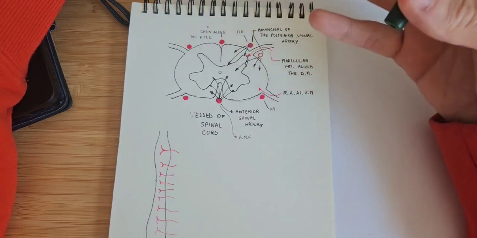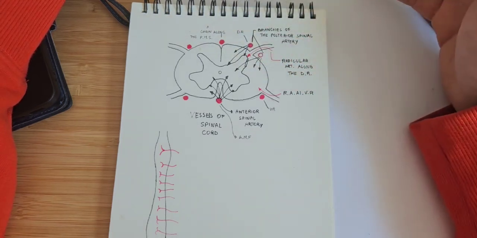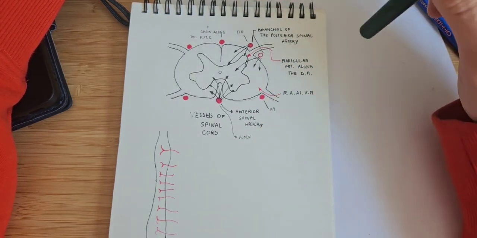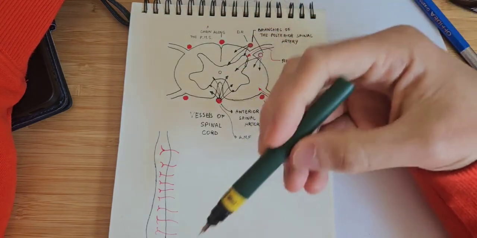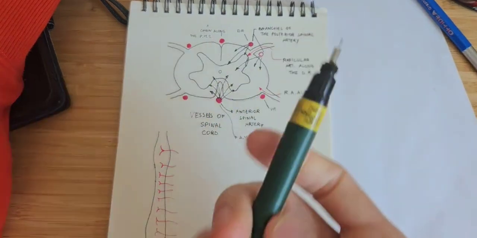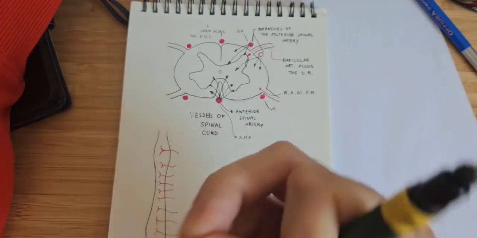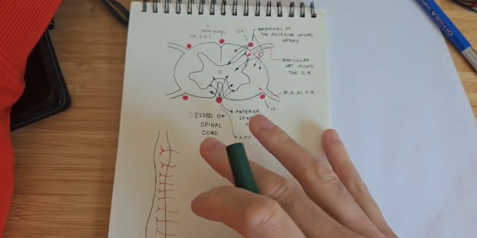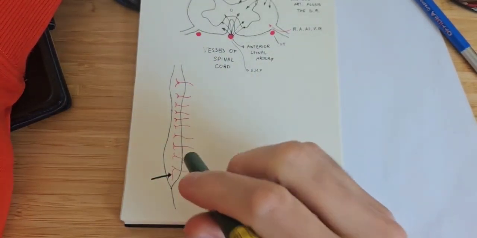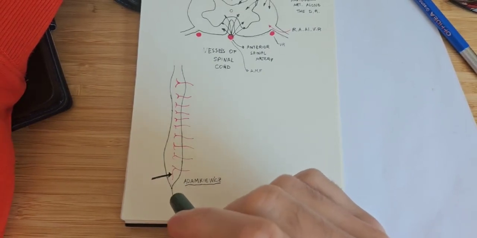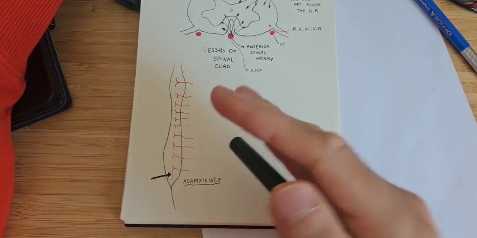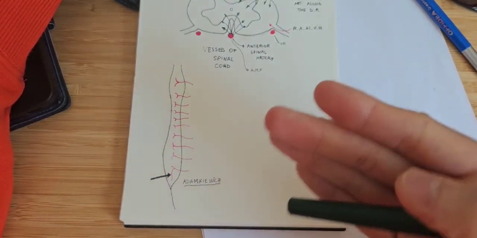So just to wrap up, the radicular arteries, including the artery of Adamkiewicz, are important for supplying blood to the spinal cord, particularly the lower segments. And their anatomical variability and clinical importance make them a focal point in managing spinal cord ischemia and surgical interventions.